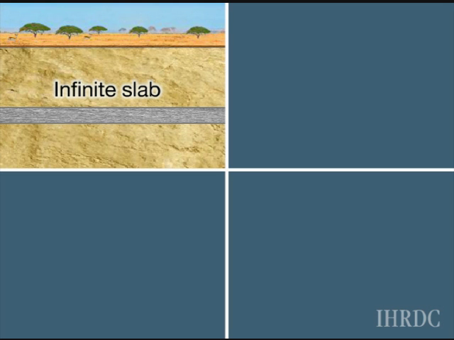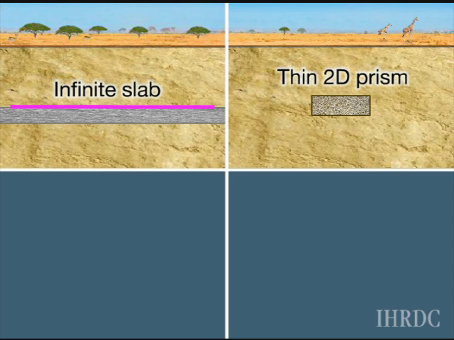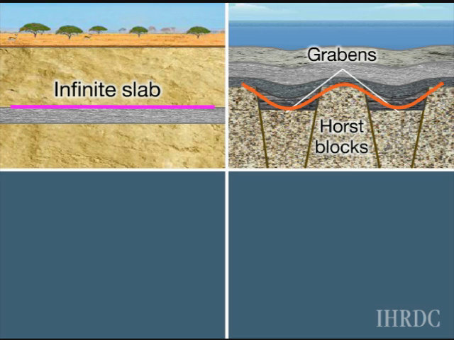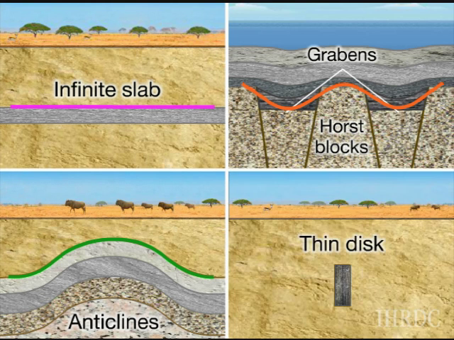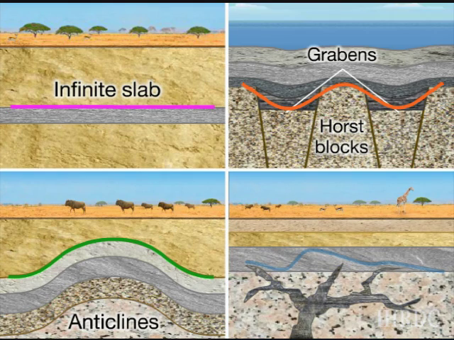To do this, we often consider the gravity effects of an infinite slab, which we can use to model lava flows. A thin, two-dimensional prism is useful for modeling some special structures, such as horst blocks and grabens, anticlines, and stratigraphic features like channel sands. And finally, a thin disk can be used to model igneous intrusives, pinnacle reefs, and salt domes.